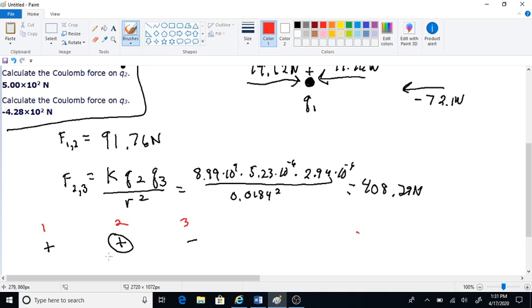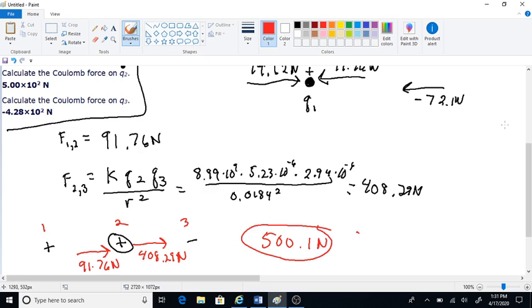So I'm just going to draw an arrow here, and it is 91.76 newtons to the right. What is 3 doing to 2? Opposites attract, so it's pulling it. So this is pulling it at 408.29 newtons. Now, when we add those two, because they're both in the same direction and they're both positive, we get 500.1 newtons. So it's a force to the right. All right, I'm going to squeeze in the last one here. So that got us this one. Check.